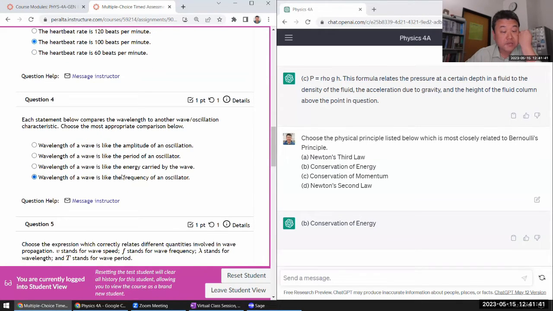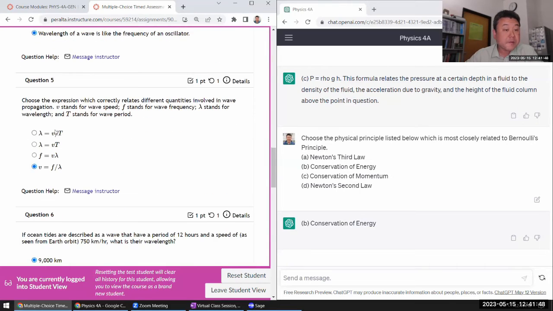Wavelength is, no, it's not. So it missed this. Wavelength is like a period of an oscillator. So, okay, it missed one. V is equal to F. That's wrong.